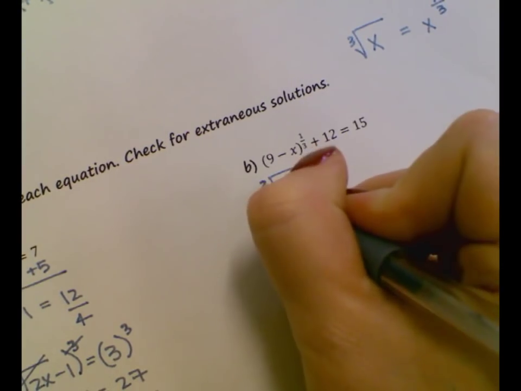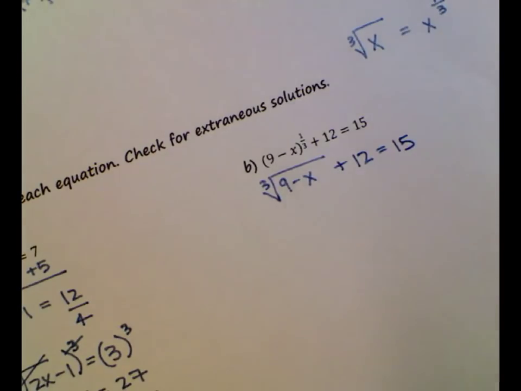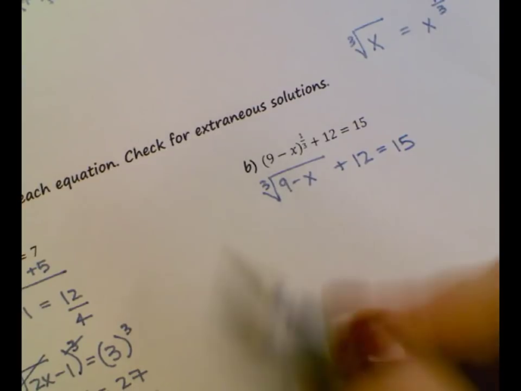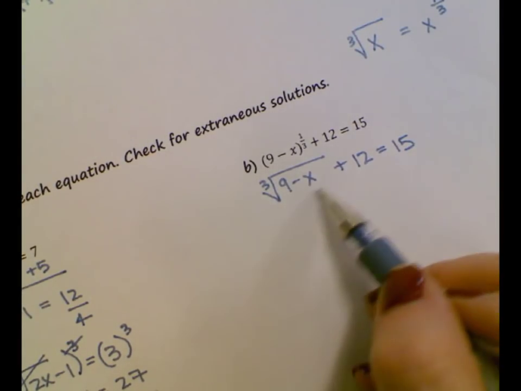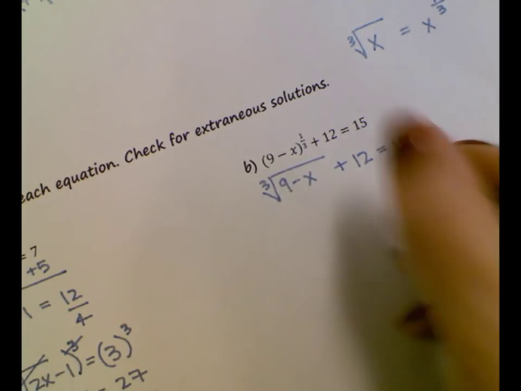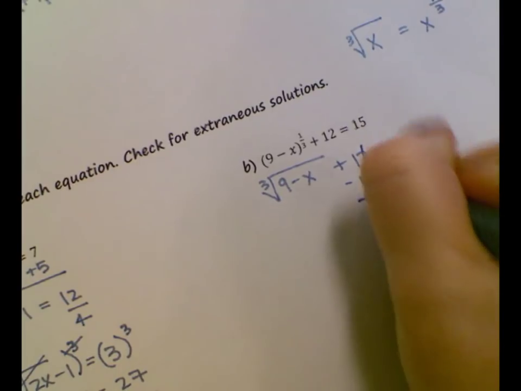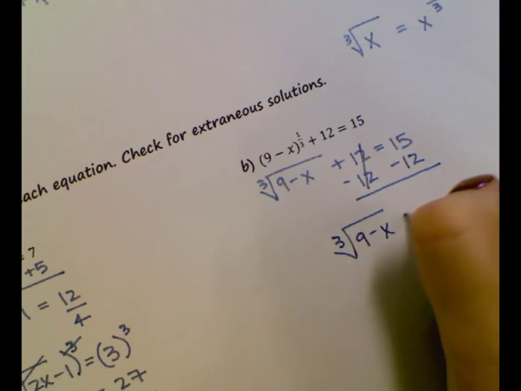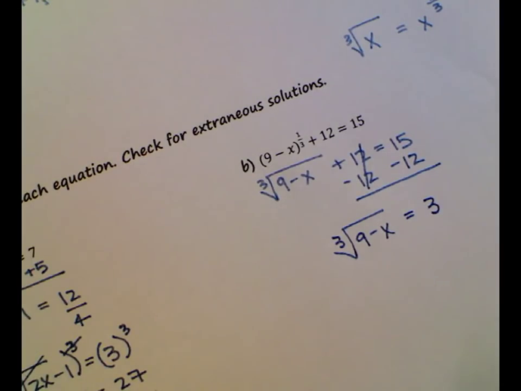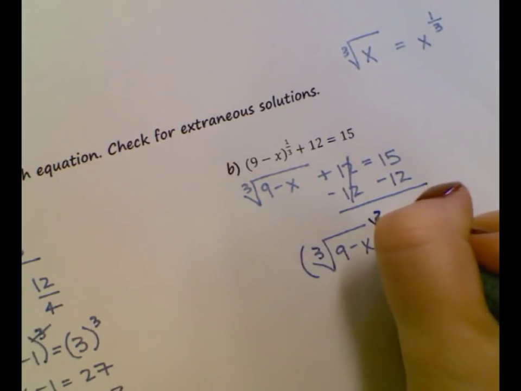Now, when I look at this problem, is the exponent isolated? Or not the exponent, the exponential. Oh my gosh, I'm losing it, guys. Is the cube root isolated? No, you got this 12 hanging out. Let's subtract it. So we have cube root of 9 minus x is equal to 3. Now, how do I get rid of that little cube root? What's the opposite of cube root? Cube it.